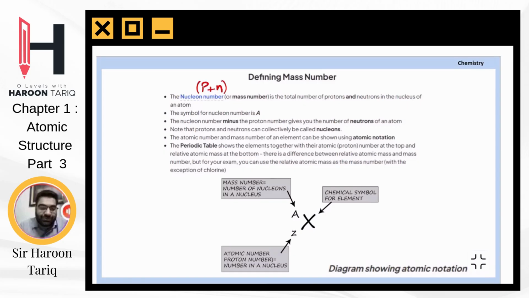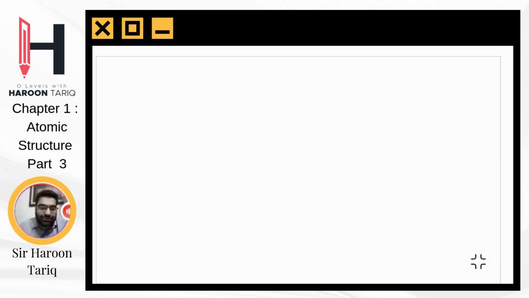Mass number counts every subatomic particle which has mass, which would be protons and neutrons, because electrons have close to no mass. So the sum of protons and neutrons would be your nucleon number, or you can also call it the mass number. So in the periodic table, the bigger number is the mass number or the nucleon number. The smaller number is the proton number.